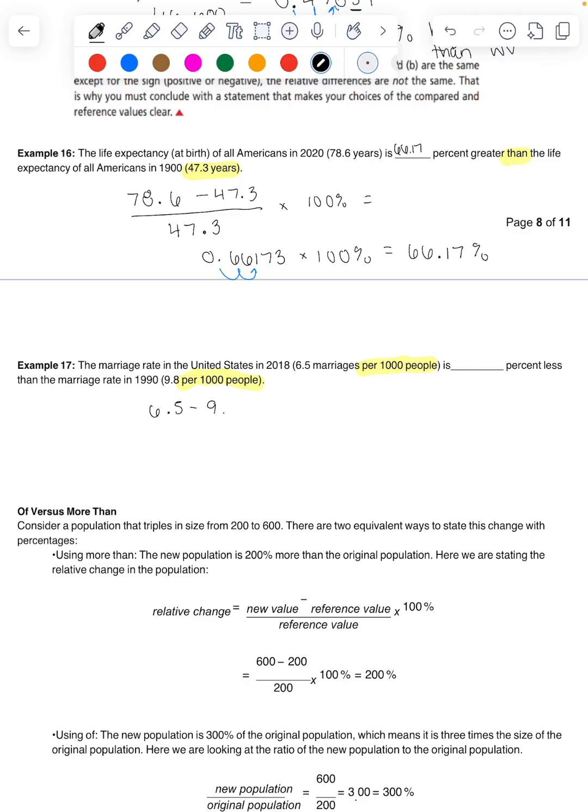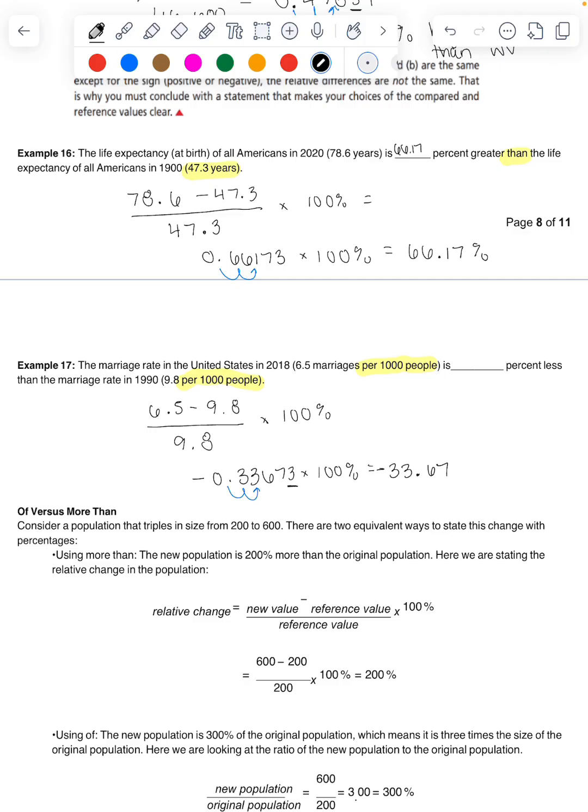So 6.5 minus 9.8 divided by 9.8 times 100%. 6.5 minus 9.8 divided by 9.8, I've got negative 0.3367 times 100%. Move the decimal 2 places. And there was a 3 after here. So I've got 33.67, which I keep as a 7 because of the 3.